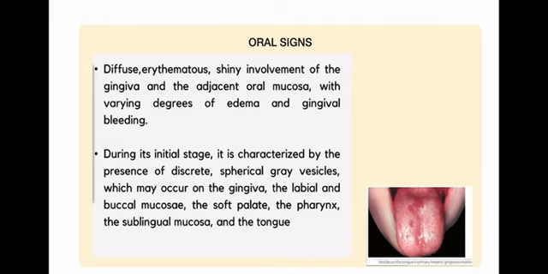The oral signs include diffuse erythematous, shiny involvement of the gingiva and the adjacent oral mucosa with varying degrees of edema and gingival bleeding. During its initial stage, it is characterized by the presence of discrete spherical grey vesicles which may occur on the gingiva, the labial and buccal mucosae, the soft palate, the pharynx, the sublingual mucosa and the tongue.